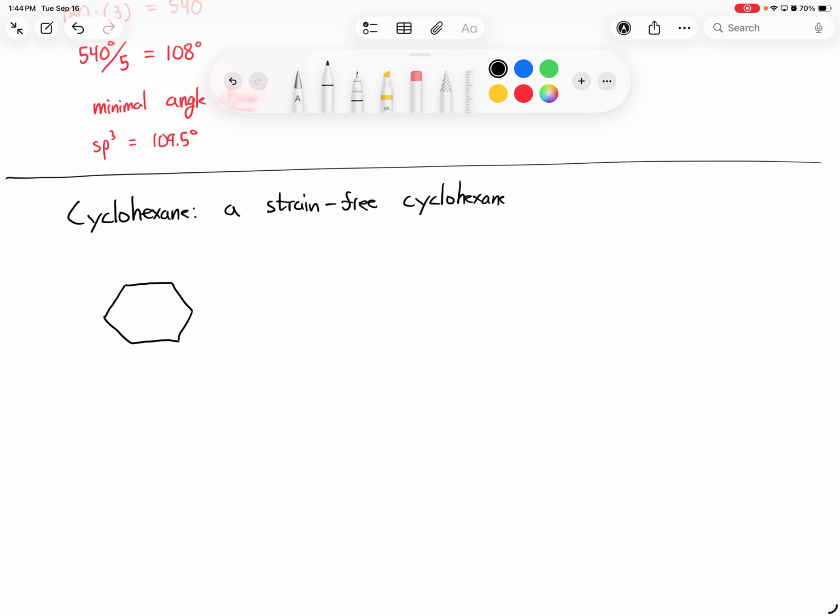All right, so to illustrate that this is a planar view, I'm going to make this a little bit bolded to indicate that this is coming out at you, okay?